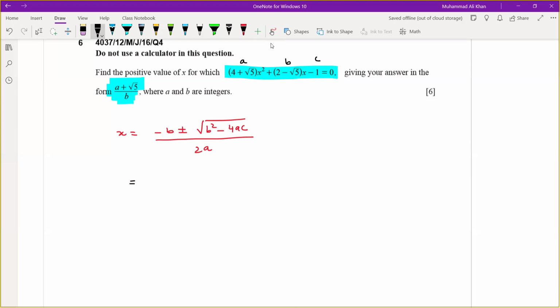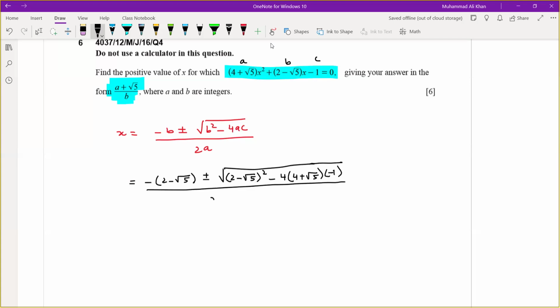The value of b is 2 minus under root 5, plus minus under root b squared, 2 minus under root 5 whole squared minus 4. The value of a is 4 plus under root 5, 4ac, and c is -1, divided by 2a. What is a? 4 plus under root 5. Now, after that, माइनस से मल्टीप्लाई करवा दीजिए ब्रैकेट को, -2 प्लस अंडर रूट 5 प्लस माइनस.